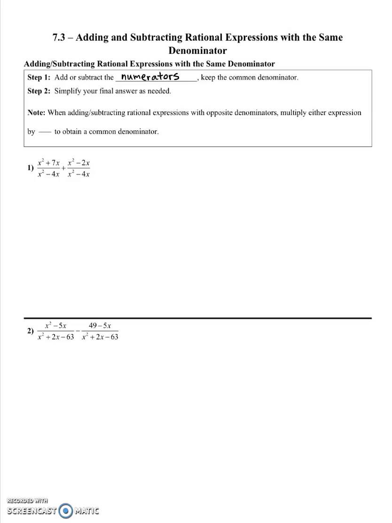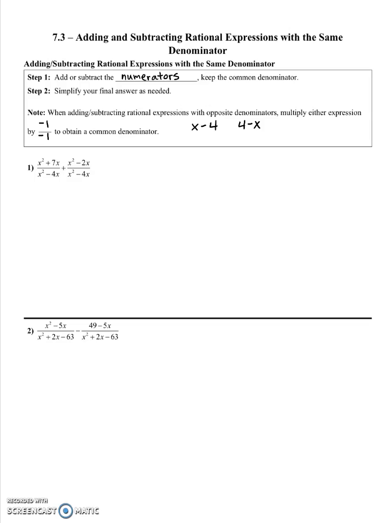Now, there's one little trick we should talk about that we'll see on problem 3, is that when we're adding or subtracting rational expressions that have opposite denominators, so for example, x minus 4 and 4 minus x, then you can pick either expression and multiply by -1 over -1 to get a common denominator.